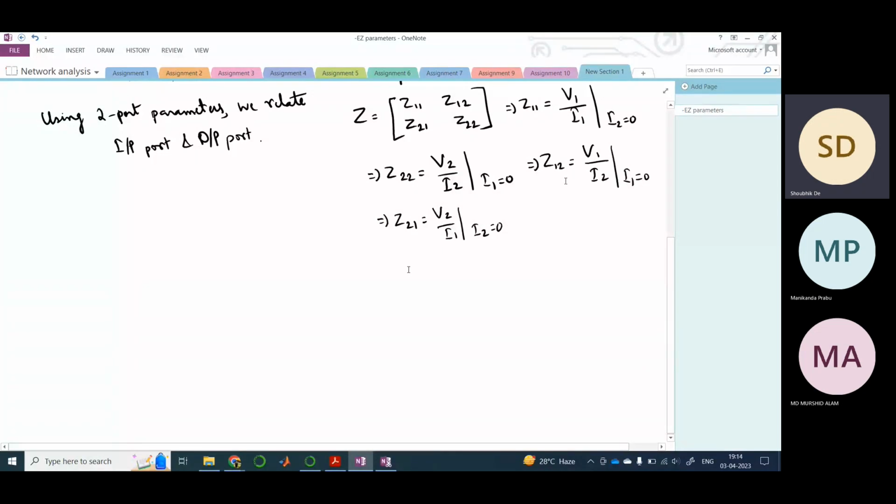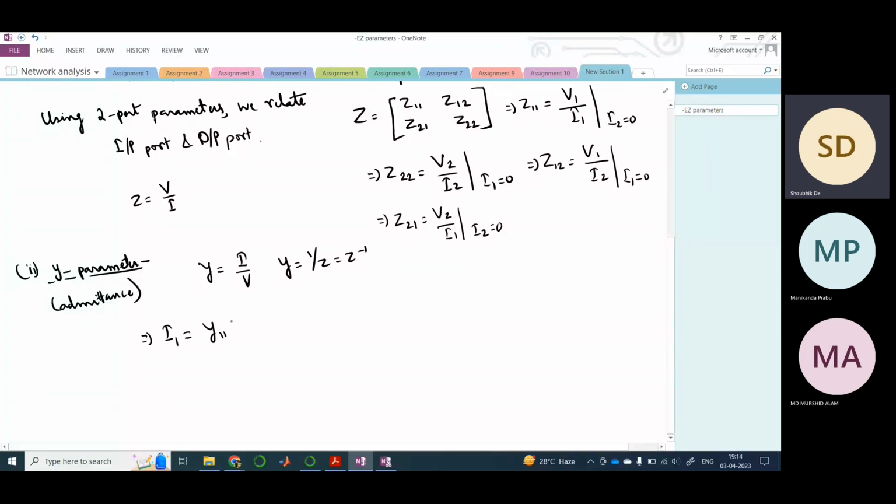Next is Y parameter, which is nothing but admittance parameter. Y is actually nothing but I by V. Z was V by I, so that is why we are calling this admittance parameter. Admittance is the inverse of impedance, right? So we can write Y equals 1 by Z or Z inverse. Therefore the equations will just change here.